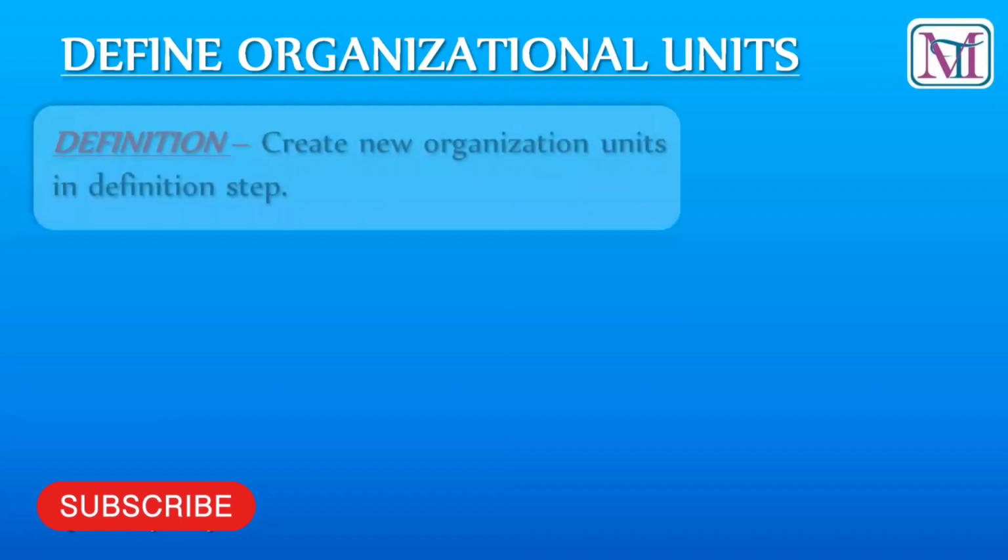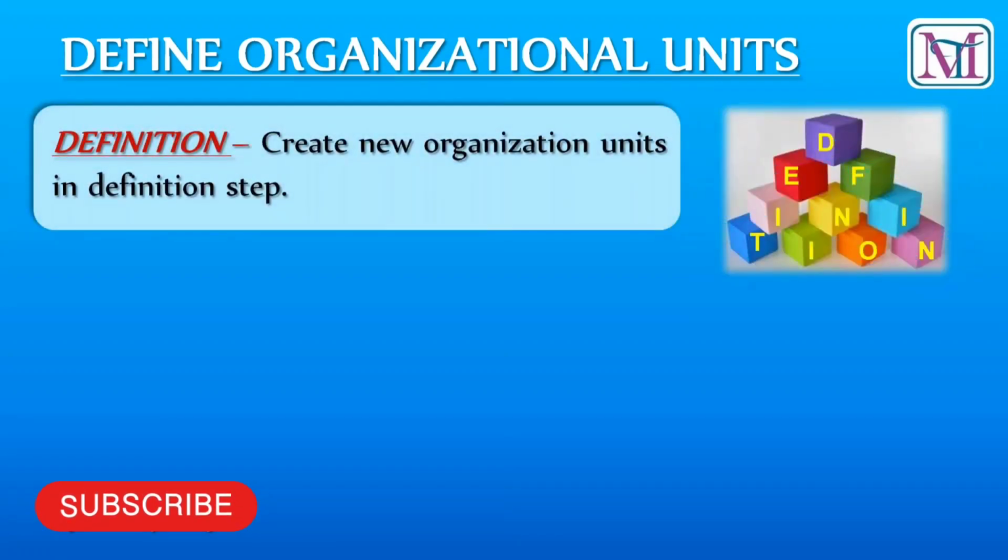So the first step is to define organizational units. Enterprise structure is divided into two parts. The first one is definition and the second one is assignment. In this session we have to cover the definition part. Definition is nothing but creating a new organizational unit in these steps.